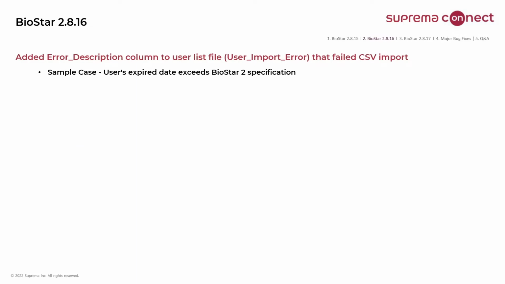I do not doubt that this improvement will interest customers who have registered users in bulk through CSV import. Suprema added an error description column to the user import error list file for users that failed CSV import. Let's explore this feature with a sample case.